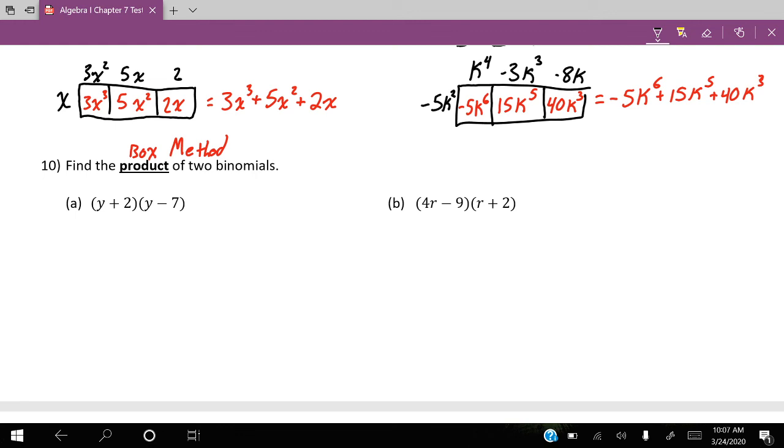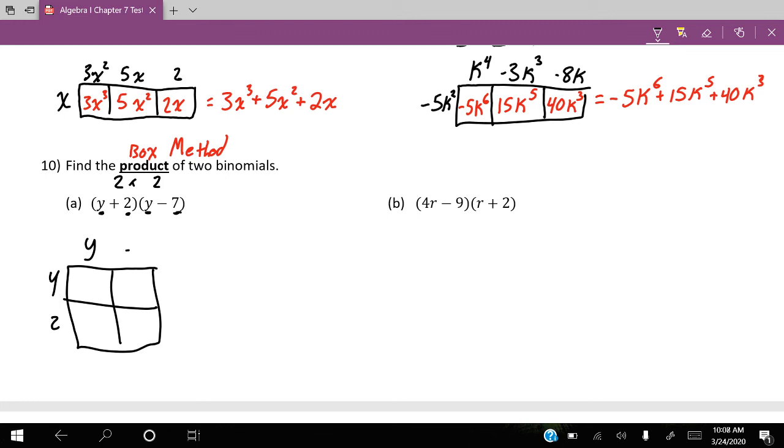We need to find the amount of terms first. So y plus 2 times y minus 7. So that's 2 terms in the first one and 2 terms in the second. So it's going to be a straight box of 2 by 2. We're going to put the first polynomial on the left, the second polynomial on the top, and we're going to multiply these out. Y times y is y squared. Negative 7 times y is negative 7y. 2 times y is 2y. 2 times negative 7 is negative 14.